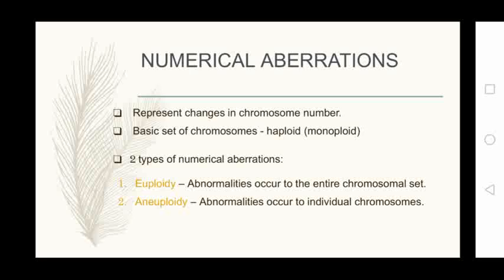euploidy and aneuploidy. Euploidy represents abnormalities that occur to the entire chromosomal set. If it is a haploid set, euploidy affects the haploid set, and if it is an organism containing diploid chromosomes, those abnormalities may affect the diploid set. And aneuploidy involves abnormalities that occur to individual chromosomes rather than the entire chromosomal set. I'll explain in detail.